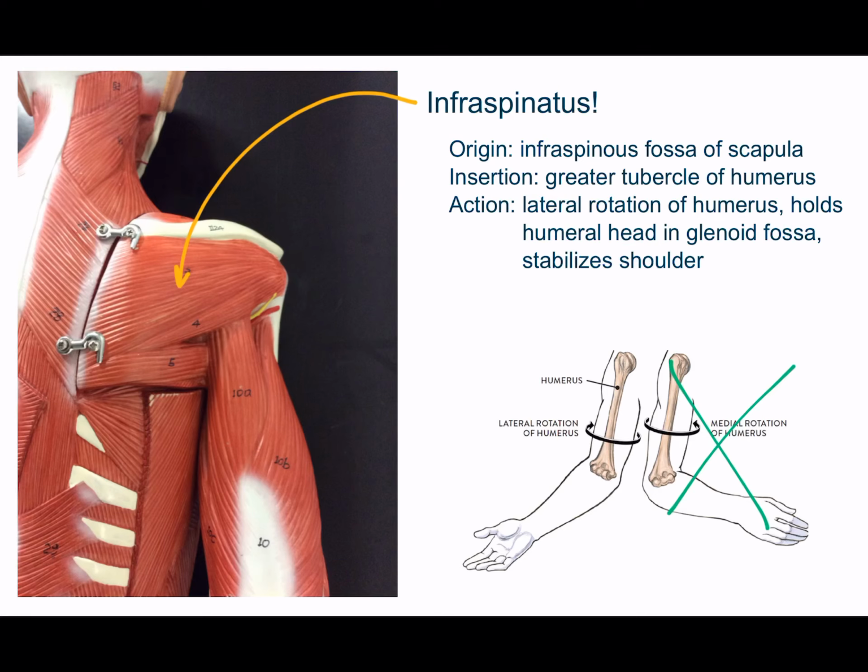So the infraspinatus originates in the infraspinous fossa, which is below the spine of the scapula. It's going to insert on the greater tubercle of the humerus, same place. Its action is lateral rotation of the humerus, and it holds the humeral head and glenoid fossa to stabilize the shoulder, just like the rest of the rotator cuff. So you'll see right here the lateral rotation of the humerus is just kind of turning it outward, like turning your hand out.